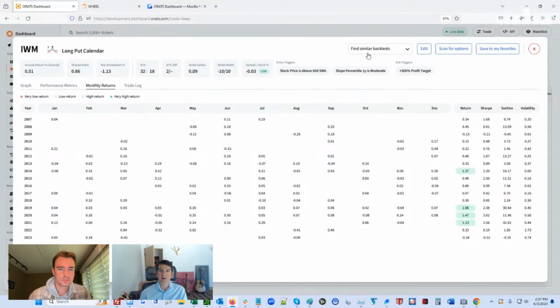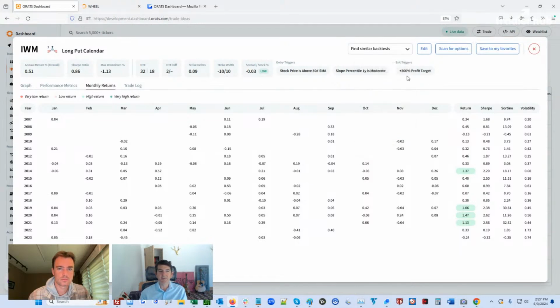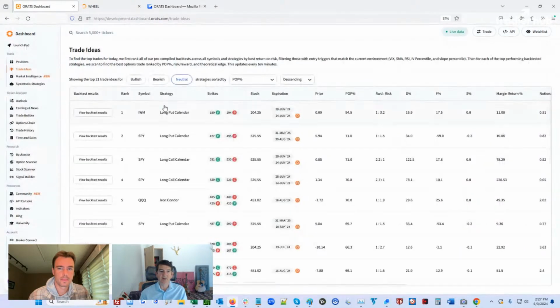And again, a good thing to do is to find similar backtests. Even backtests with different tickers is good to look at too. So yeah, that's a great update that we've done here, Tyler.